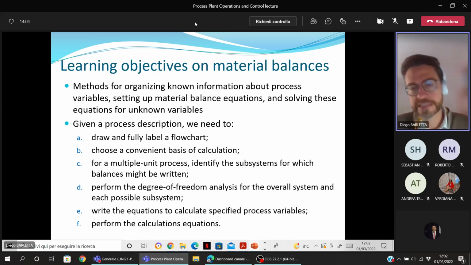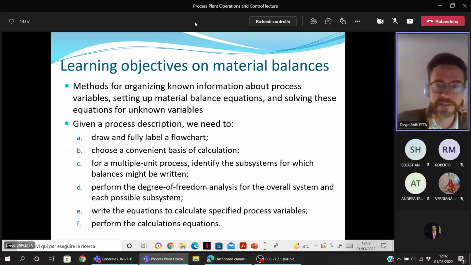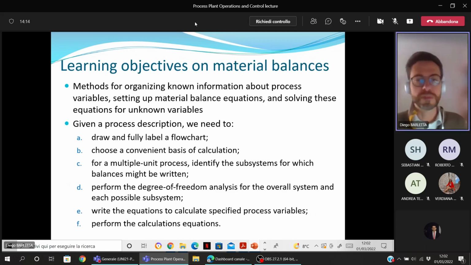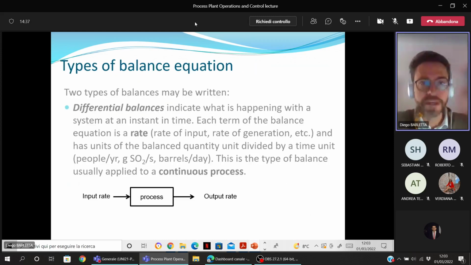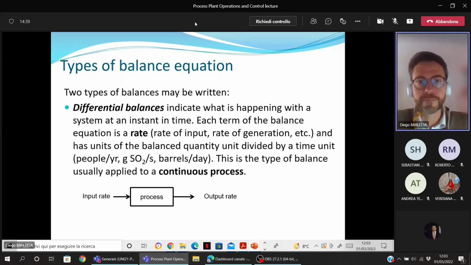Of course, we will proceed step by step, starting from easier situations, and then we will move to more complex cases. So, of course, we will start from simple flowcharts in which we have only some inputs and some outputs, and see how to approach the problem. And then, of course, we will move to more complex flowcharts in which we have a combination of process units. But before doing this, let's classify the types of balance equation.